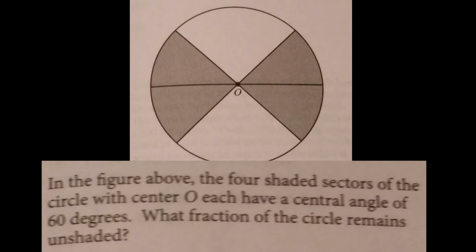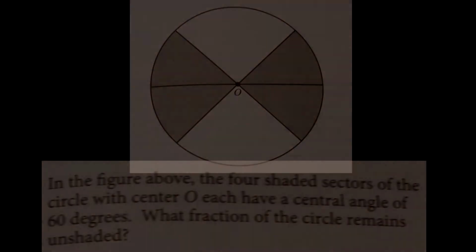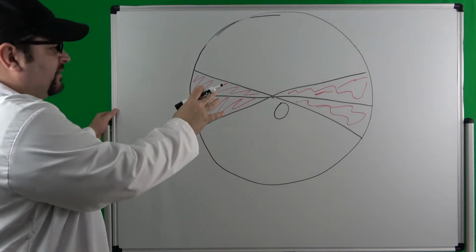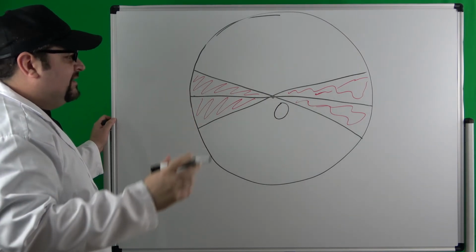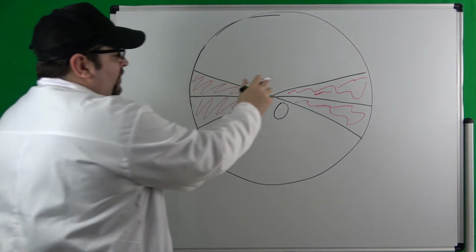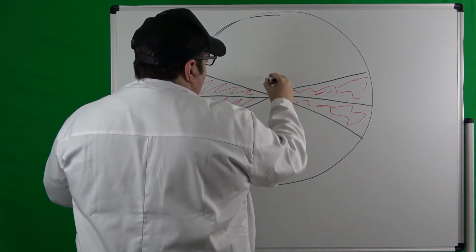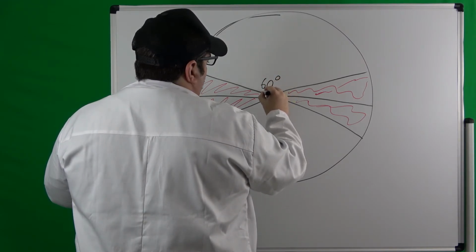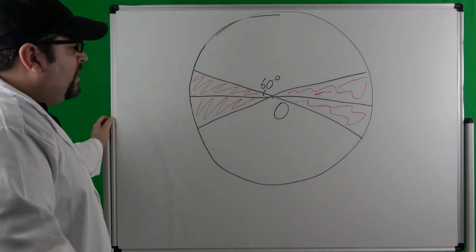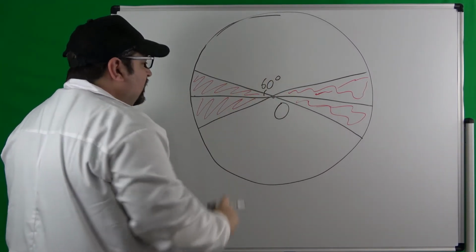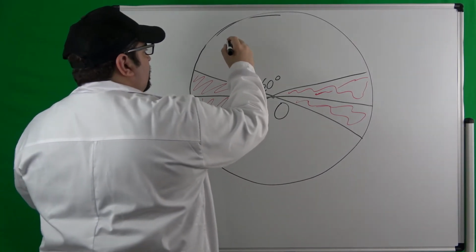In the figure above, the four shaded sectors of the circle with center O each have a central angle of 60 degrees. What fraction of the circle is unshaded? So, okay, I did my best at drawing a circle here. It's decent. And we have our four sections here that are shaded in, and each one of these is 60 degrees. Well, a circle is how many degrees? Well, 360.